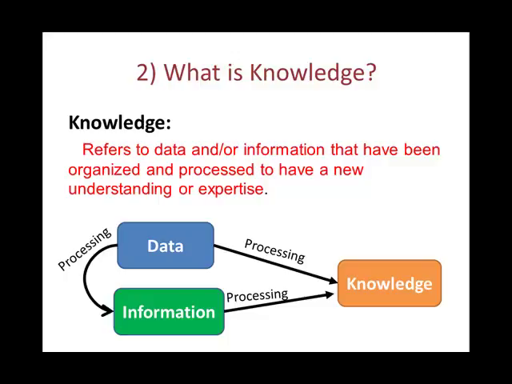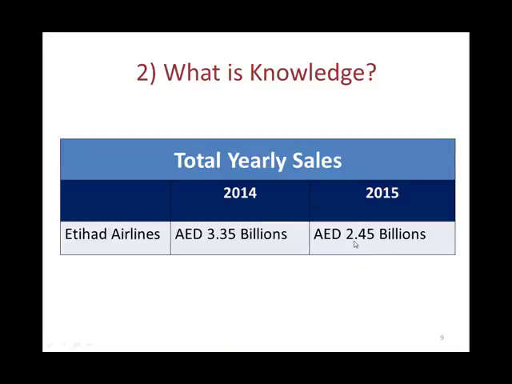So as you can see here, it is a cycle which starts from data and goes to information, and then from information and data we can process both to get knowledge. So let me show you an example.